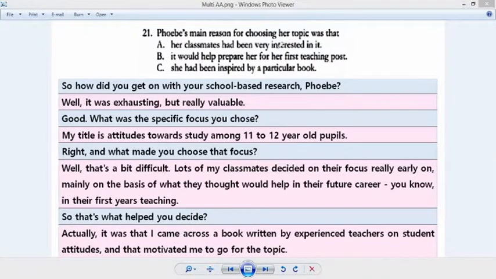So let's start with 21. We're looking for the main reason. All right, and we get it right here. What made you choose that focus? Now let's see where our answer appears.